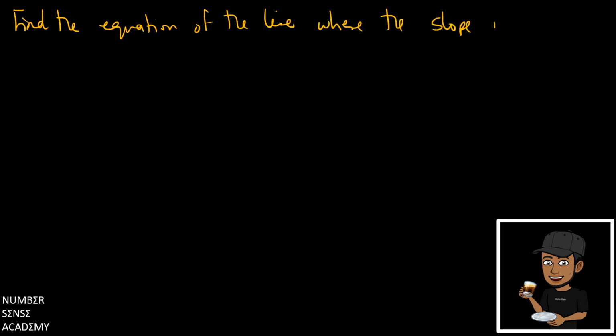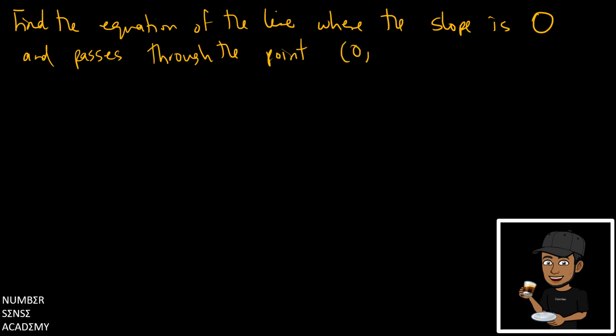Okay. Find the equation of the line where the slope is 0 and passes through the point 0, 6. Okay, so we have everything that we need. We know that the slope is 0 and it passes through the point 0, 6. So m is equal to 0.